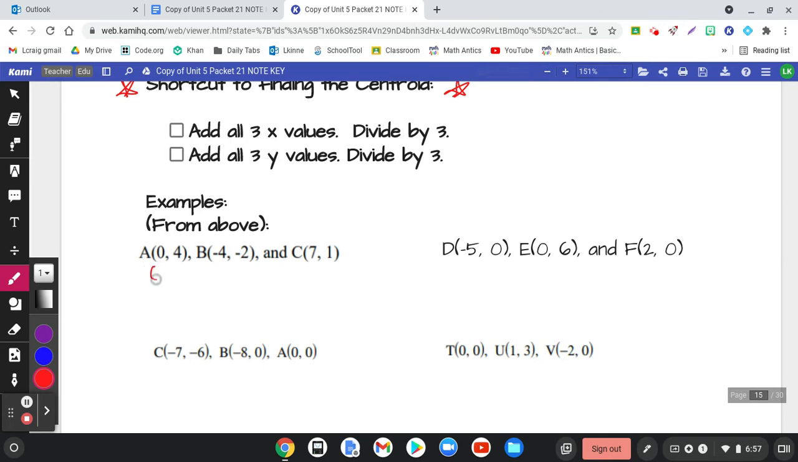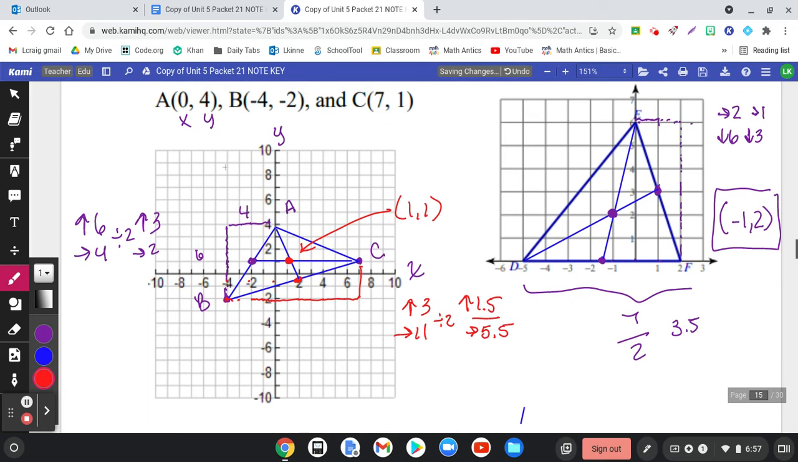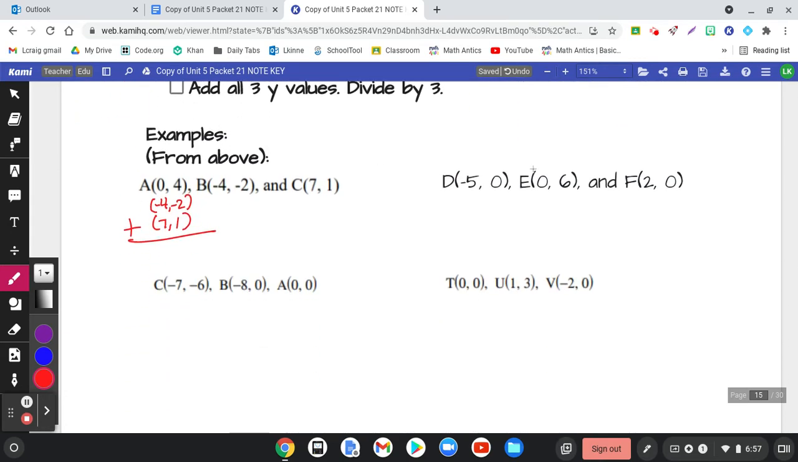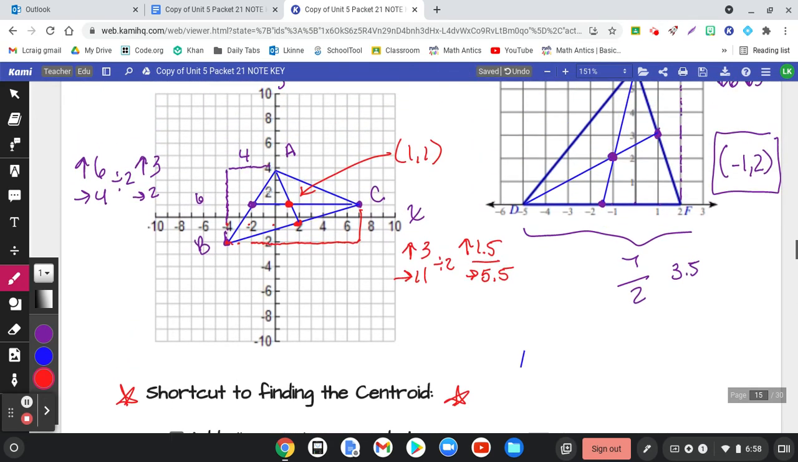So I'm going to take 0, 4. I'm going to line up the other two underneath it, -4, -2, and 7, 1. This is the exact same example from above, okay? So we're going to add all of our x's together. 0 plus -4 plus 7 is 3. 4, -2 and 1 gives us 3 also. And then because there's 3 points, we're going to divide by 3 to find the center of all of them. And you get the point 1, 1. The same thing that we got by graphing it.